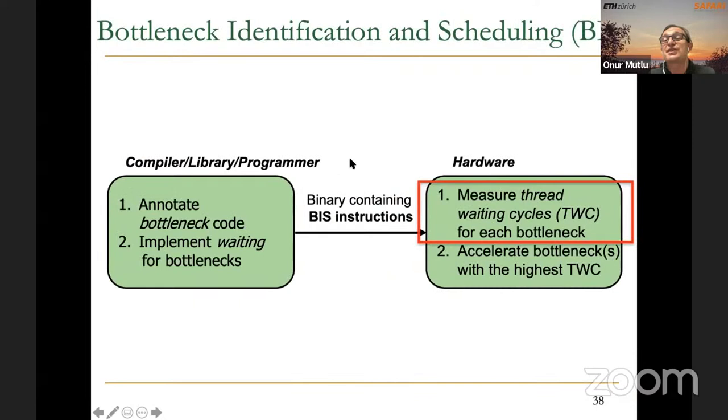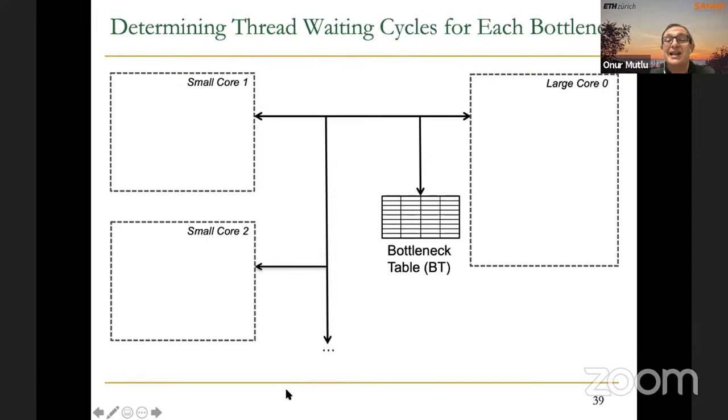How do we measure the thread waiting cycles? So we have some small cores and a large core, and we're going to add a buffer over here that keeps track of thread waiting cycles. We're going to call that the bottleneck table. And let's say we get to a bottleneck wait instruction in the small core. That bottleneck wait instruction creates an entry, if it doesn't exist, with the bottleneck ID, and has a number of waiters, which is one. And it basically has a thread waiting cycles of zero.